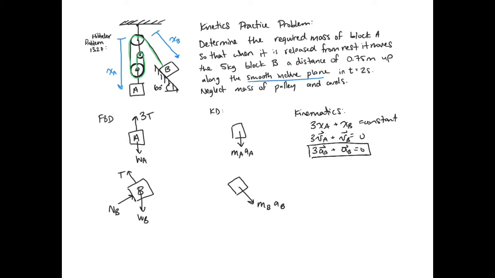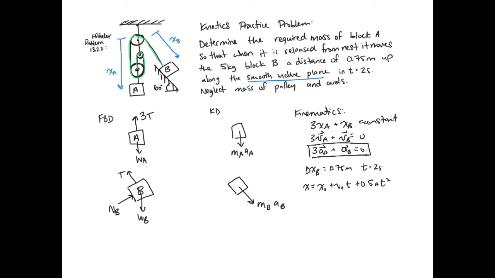The information provided in the question is that delta XB is equal to 0.75 meters and t is equal to 2 seconds. Since we don't have any external forces on our system that we know are changing with time, we can assume constant acceleration here because we essentially have a system that's being driven by gravity. So we can use our constant acceleration equations. I'm going to use this one: X is equal to x naught plus v naught t plus 0.5 a t squared.